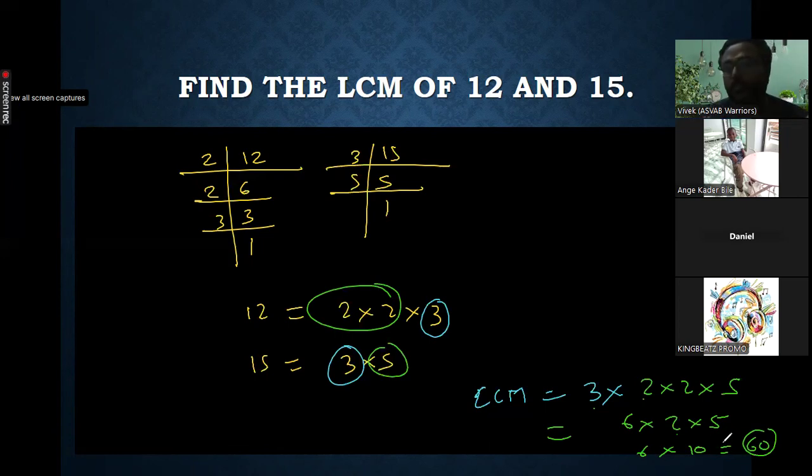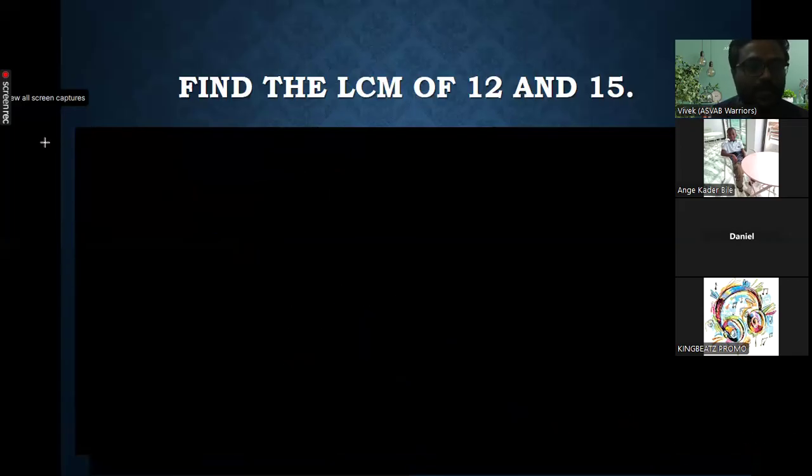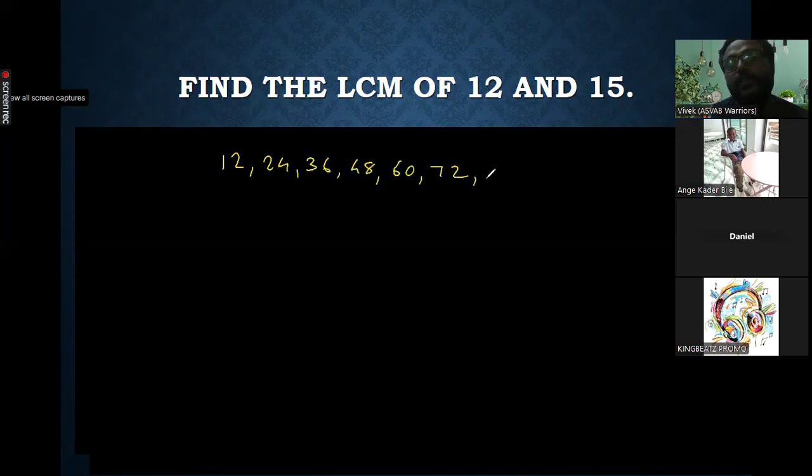If you want to solve it using some other method, I will tell you how it goes. The multiples of 12: you keep adding 12, so 12, 24, 36, 48, 60, 72, 84, and so on. Next, multiples of 15: 15, 30, 45, 60, 75, 90, 105, and so on.